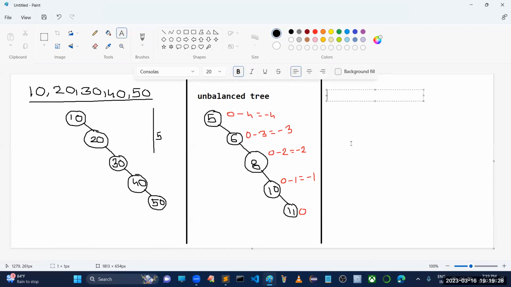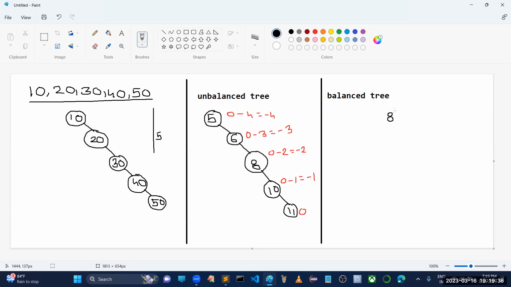Sir, if you take a balanced tree, how will it be? Very simple. I am going to take the same example, with 8 as the root node. Next, its left child is 5, and its right child is 10. For 10, the right child is 11. For 5, the left child is 3, and the right child will be 6. Like this I have. So this one is a balanced tree, sir.